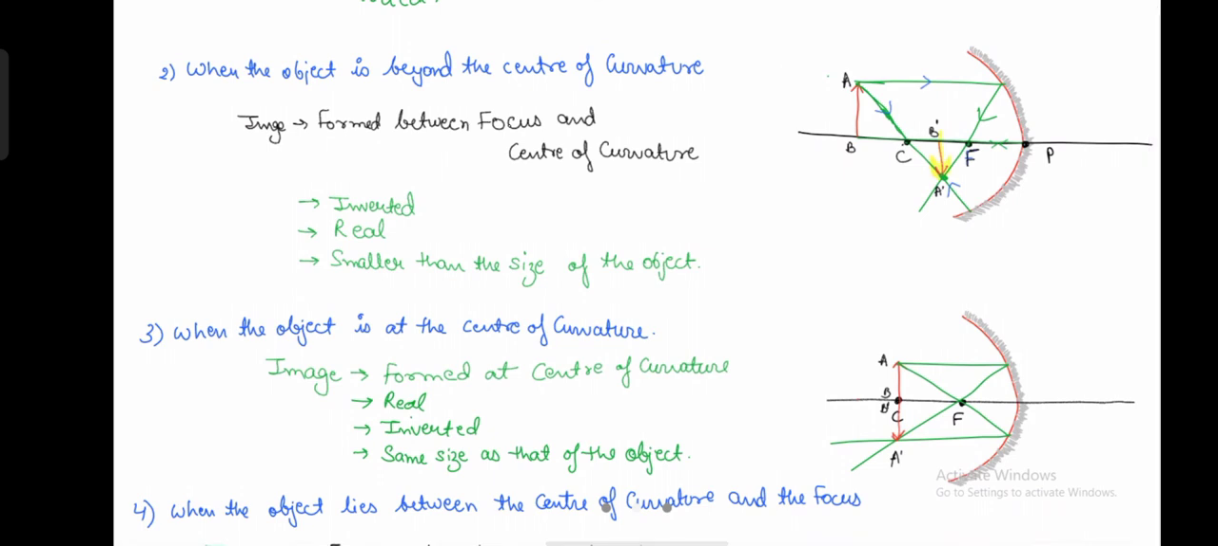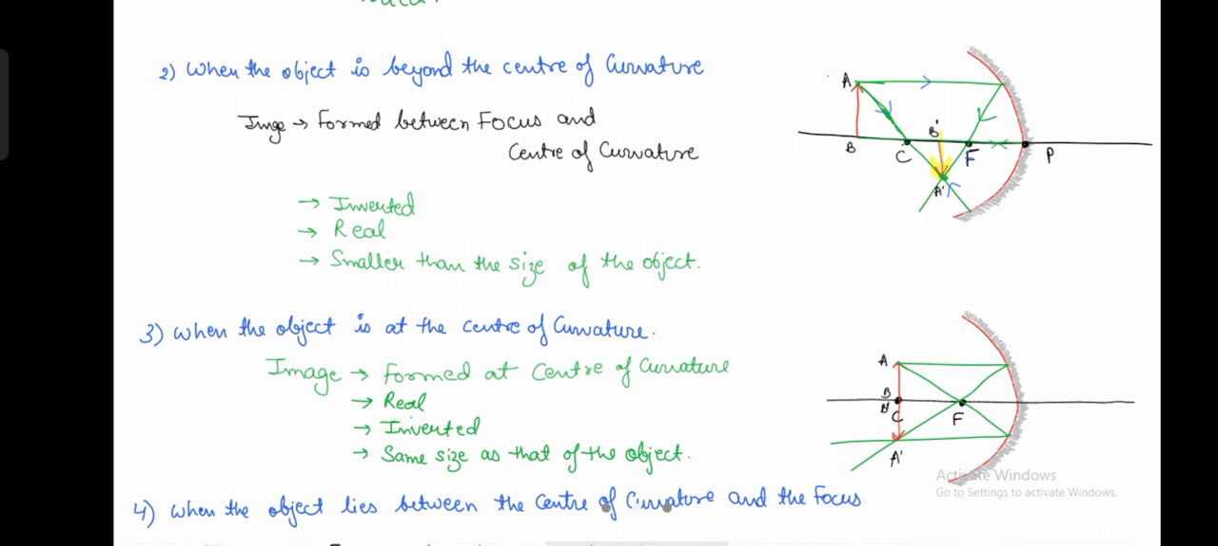Then again it is a real image. Why real? Because again it's formed on the same side as that of the object. Unless it is formed on the same side as that of the object, it will not be considered a real image. Then what about the size? If you see the image, the size is a little smaller than that of the object. So the size is smaller than that of the object.